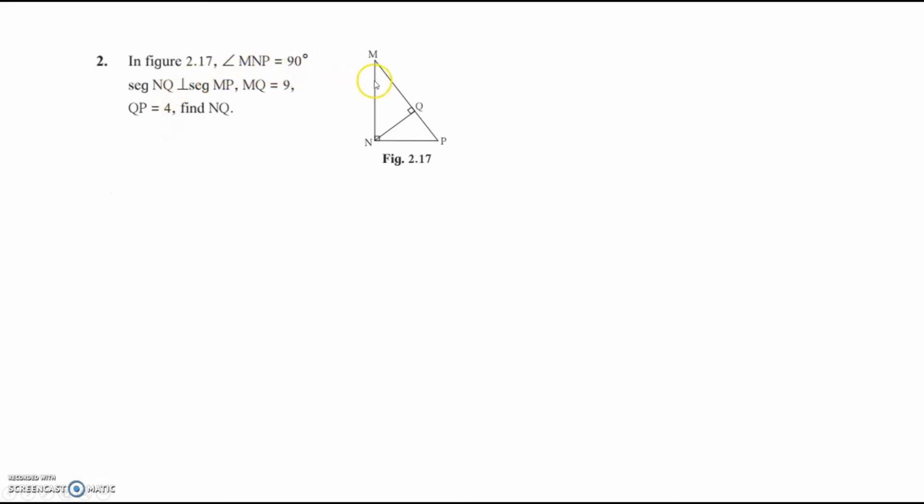In figure, angle M and P equal to 90 degrees. NQ is perpendicular to MP. MQ is 9, QP is 4, find NQ. So let's write the solution. So here we have the right angle triangle MNP and NQ is perpendicular to the hypotenuse. So we'll write it down. In right angle triangle MNP, NQ perpendicular, and that's the reason will be given.